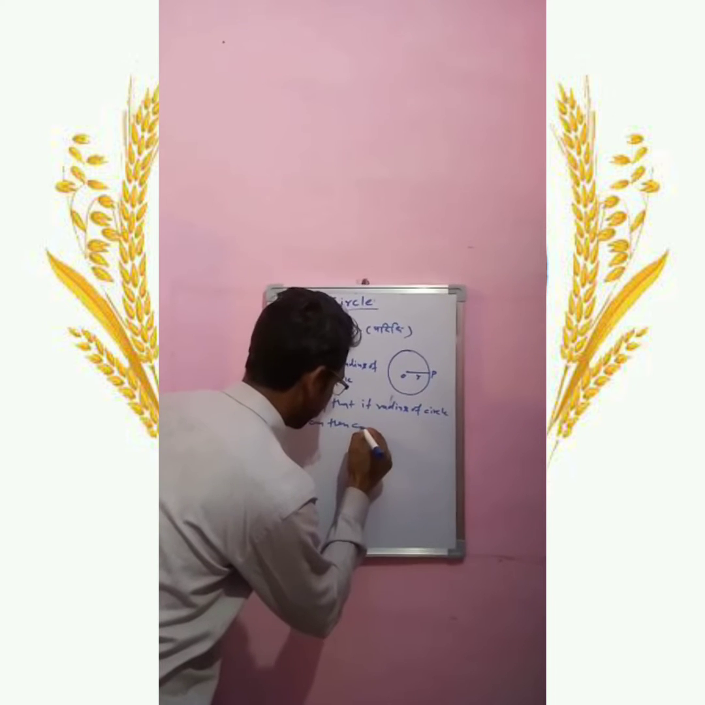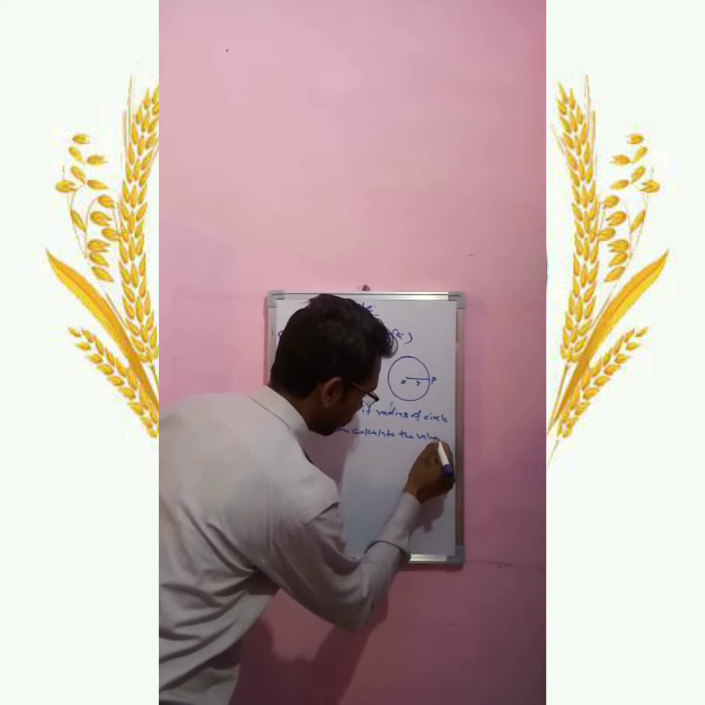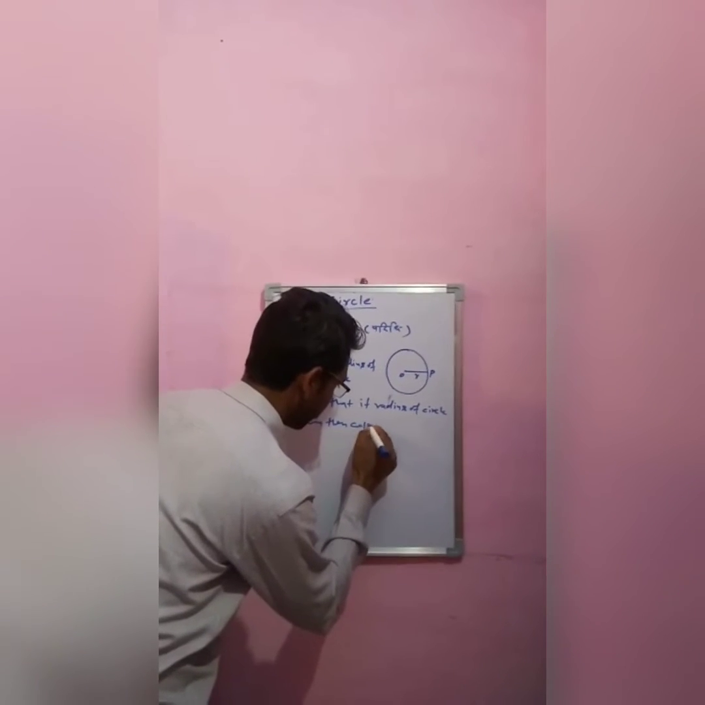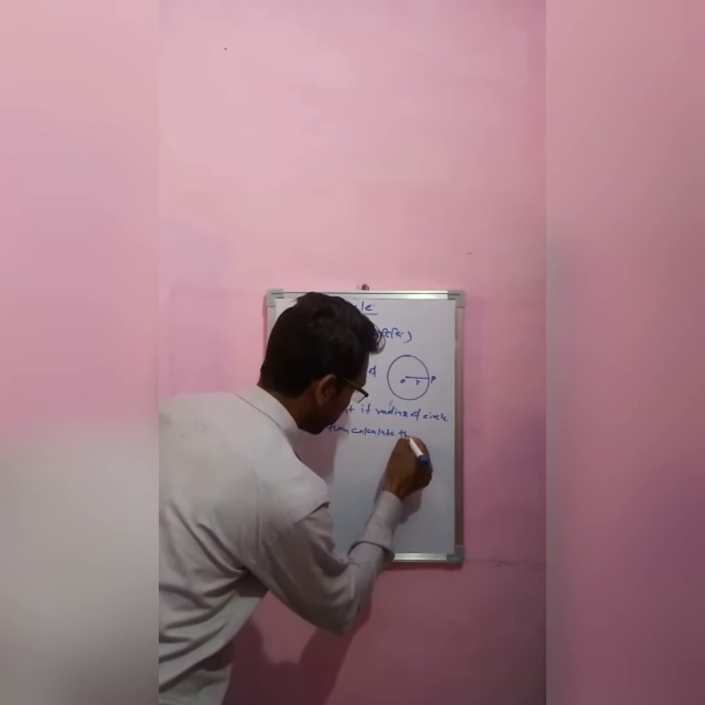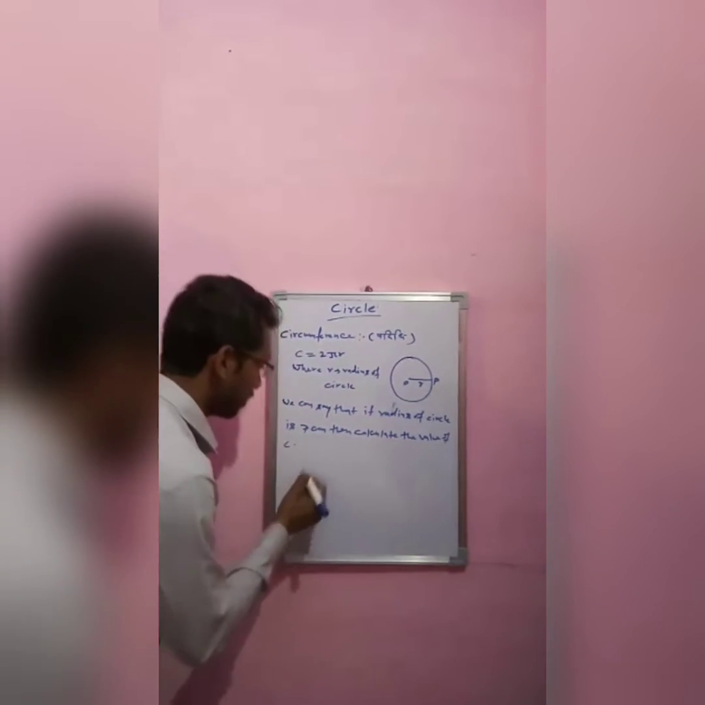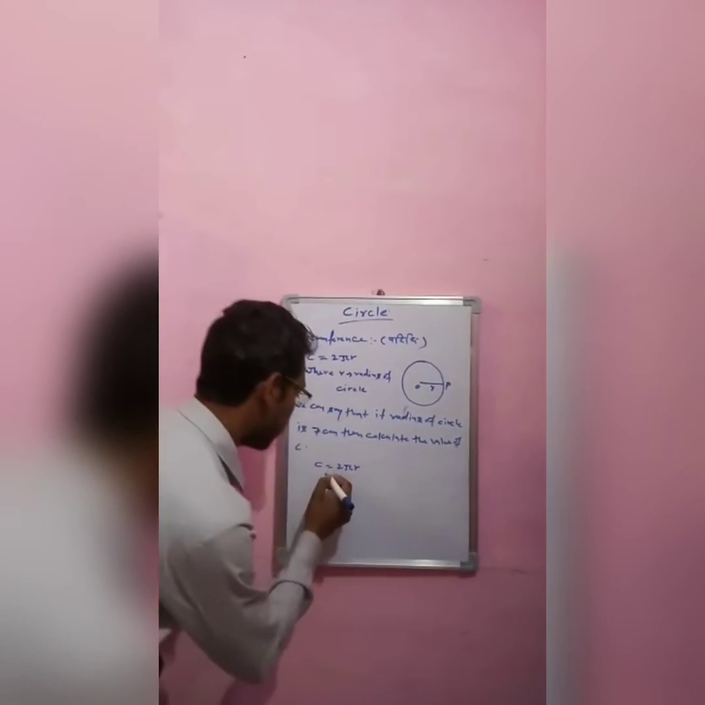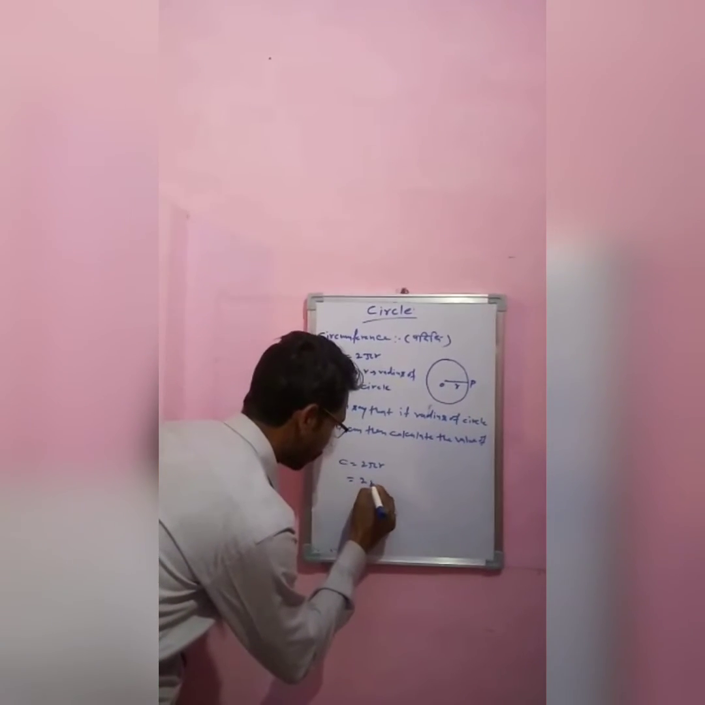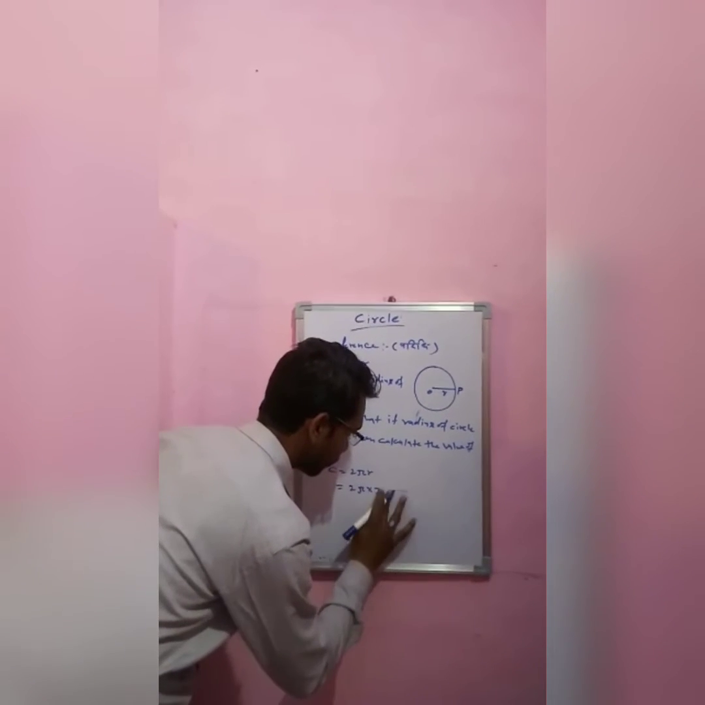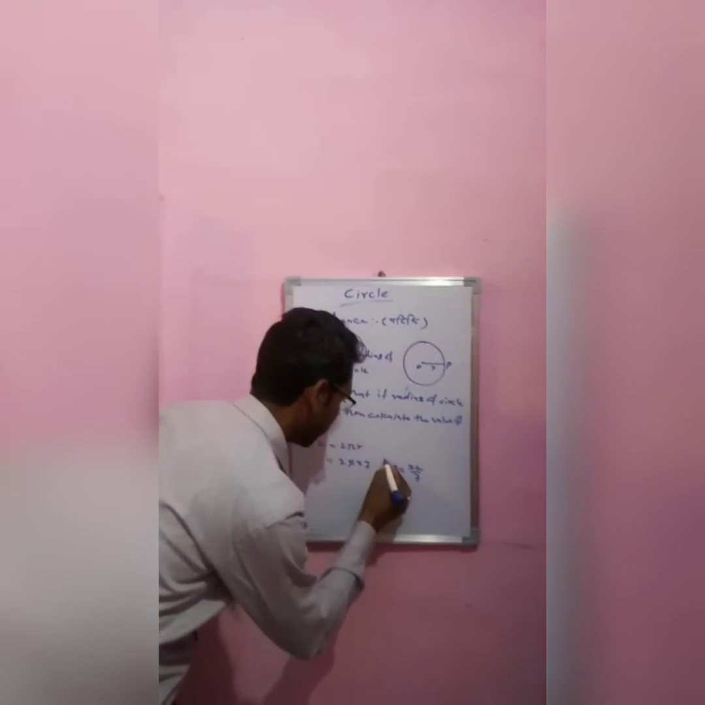calculate the value of C. Then C equal to 2 pi r, circumference of circle, putting the value of radius 7 and the value of pi, where pi equal to 22 by 7.